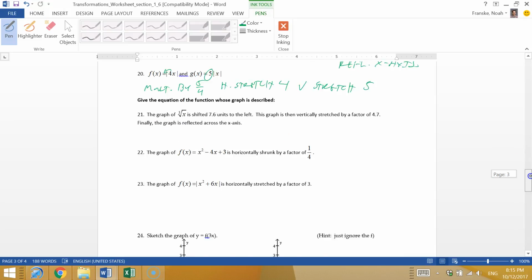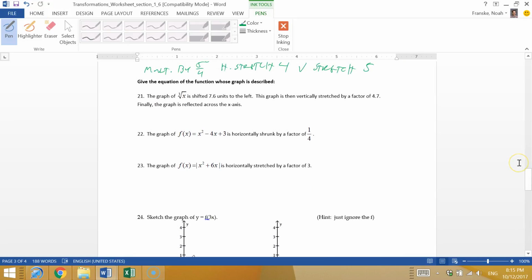All right, more words. Graph of cube root of x is shifted 7.6 units to the left, then vertically stretched by a factor of 4.7. Then is reflected across the x-axis. They want an equation. So reflected across the x-axis means the y's are all changing. So I'm going to do RST here. So that's going to be negative cube root x. And then they say that it's been vertically stretched by a factor of 4.7. So I'm going to put a 4.7 in front of our cube root x. Then they say it's shifted 7.6 units left. So we have negative 4.7 cube root of x plus 7.6. That's it. Nice.